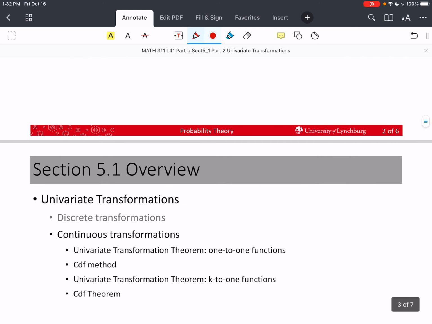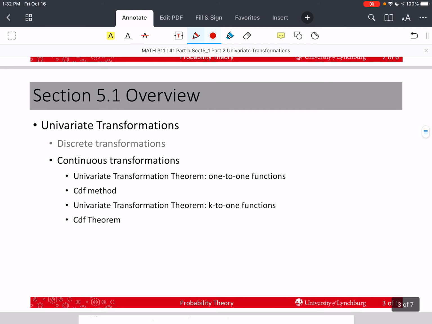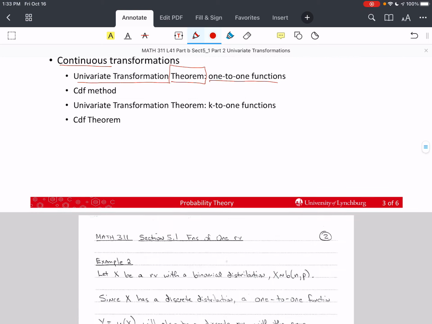All right. And so in this video, we are going to discuss univariate transformations on continuous random variables, and we have a theorem for this. And the first theorem we're going to discuss is a theorem for a 1-to-1 transformation, a function that is 1-to-1. So that makes the inverse very simple. There's only one of them.